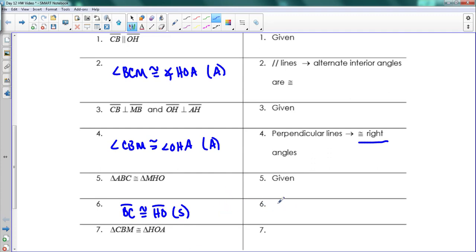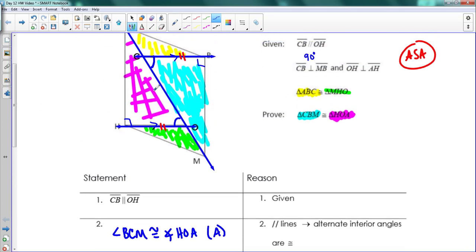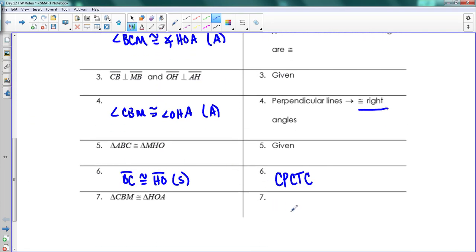And the reason I knew that was CPCTC. And finally, I can say that the blue and the pink triangles are congruent, and we decided that was going to be the angle, side, angle method because the side is nestled between. So that's angle, side, angle, congruent.